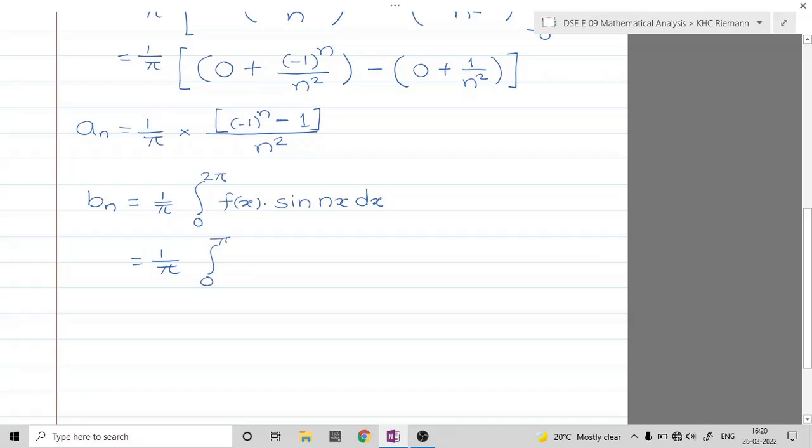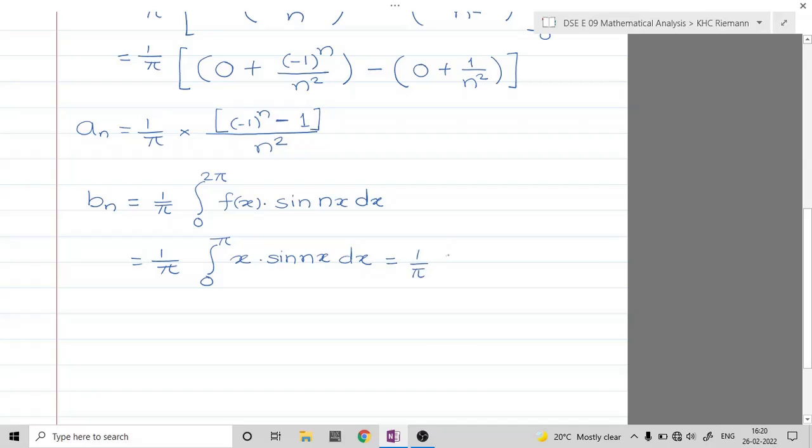Integration 0 to pi, and in this part 0 to pi, f of x is defined to be x, so the integrand is x sin nx dx, plus for the second integration pi to 2 pi, f of x is 0, so obviously the second integration becomes 0, so I will not write the second part of this integration. Integration pi to 2 pi, 0 into sin nx, this integration will obviously become 0, so no need to add 0. Let us simplify this integral only.